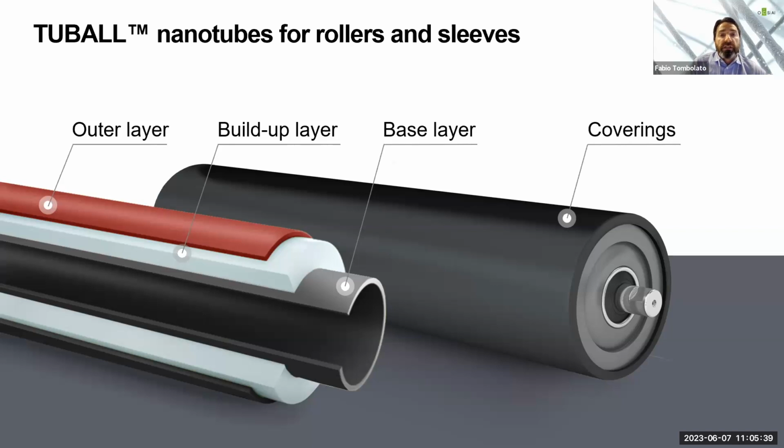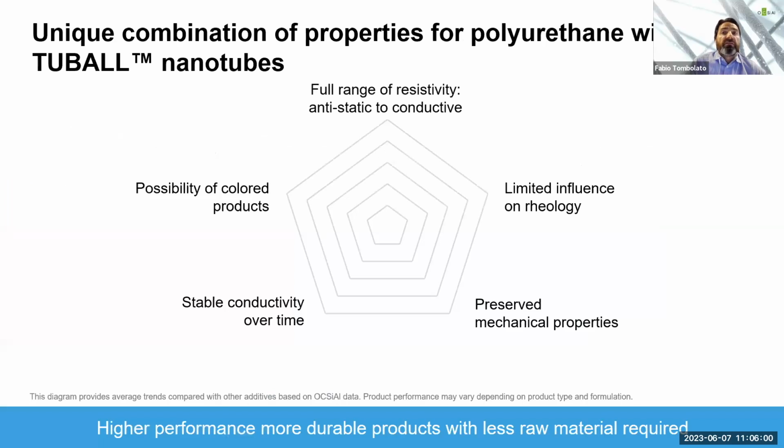The structure of a sleeve is very complex and can be made using different materials. They can be pure polymer or even composites. Graphene nanotubes are so versatile that they can be used to bring conductivity independently of the material and independently of the complexity of the structure. There are different additives that can be used to bring electrical properties to thermoset material with a focus on polyurethane.